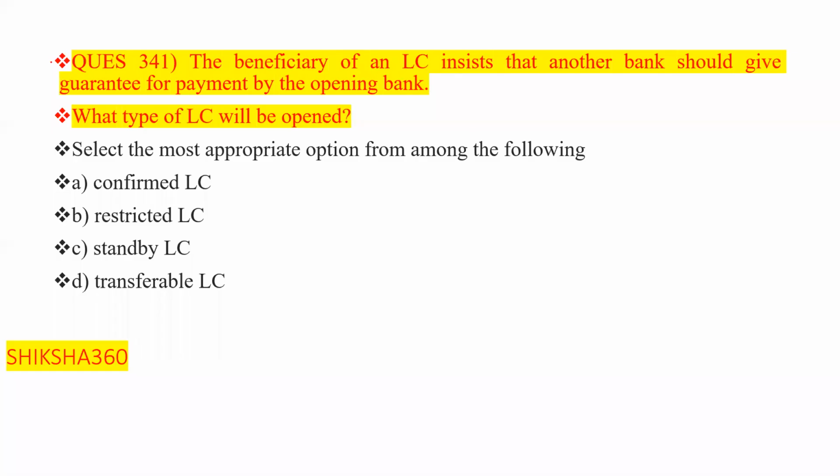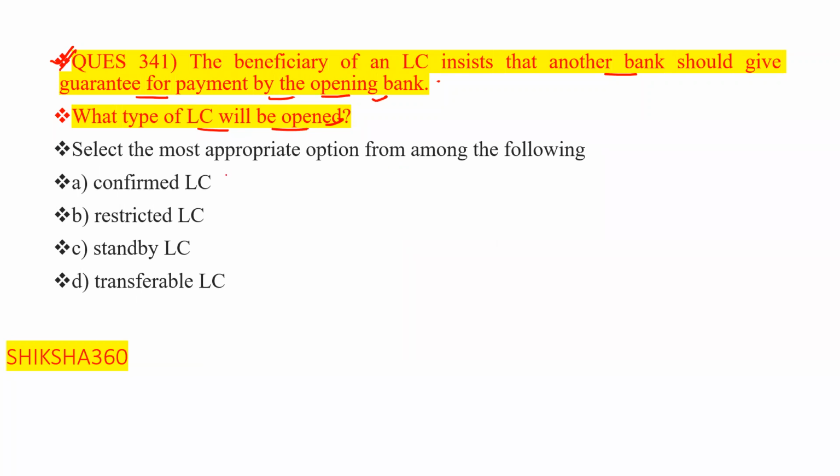The first question on your screen is question number 341. The beneficiary of an LC insists that another bank should give a guarantee for payment by the opening bank. In this case, what type of LC will be opened?